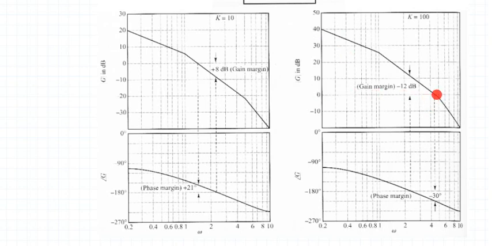Now how do you find the gain margin? Project your phase crossover frequency on your particular gain plot. So here it is touching the 0 dB line because the 0 dB line comes earlier. Now you take the difference between these two. The difference is minus 12 dB.